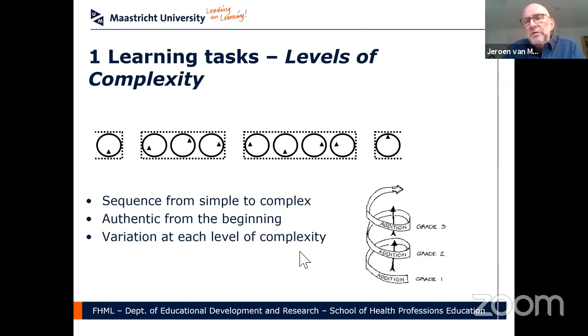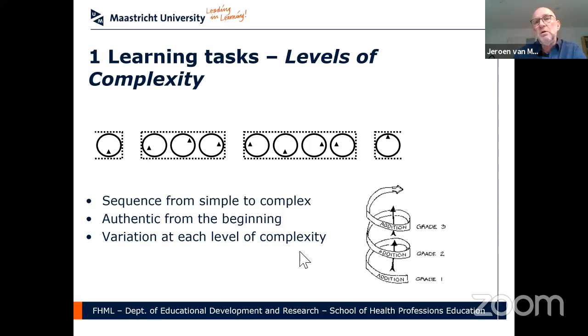A second requirement that is especially important for educational programs of longer duration is levels of complexity. What we typically do is sequence the tasks in an educational program from relatively simple tasks in the beginning to more and more complex tasks later in the course, later in the program. So although we start out with authentic real-life tasks right away, these are the simplest tasks that a professional could encounter in the real world.